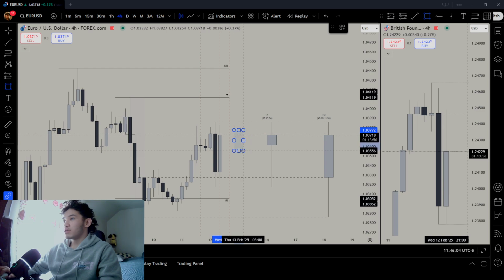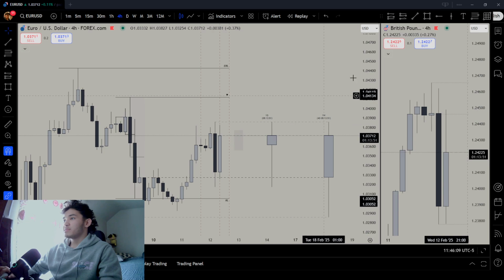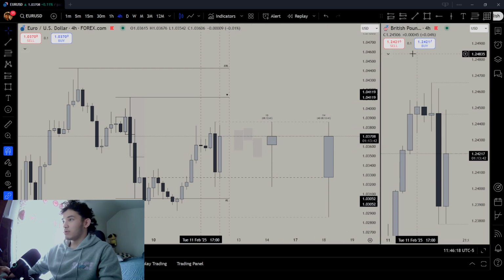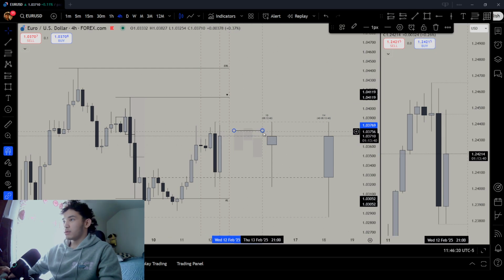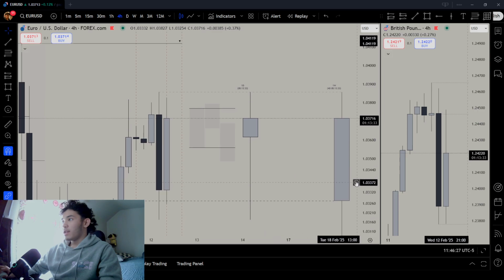Just think that this is a chart right over here. There's a candle. The 1 a.m. candle is accumulation. The 5 a.m. candle is the manipulation. And the 9 a.m. candle is the expansion, right?